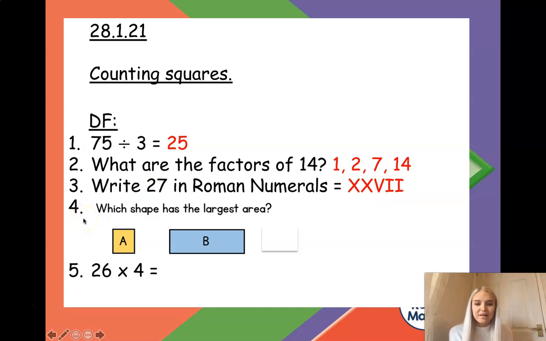Number 4, which shape has the largest area? Well, which shape is the largest? B. B has the largest area. Remembering area is the amount of space taken up by a shape. Finally, 26 multiplied by 4, 104. Well done if you've got all of those right.